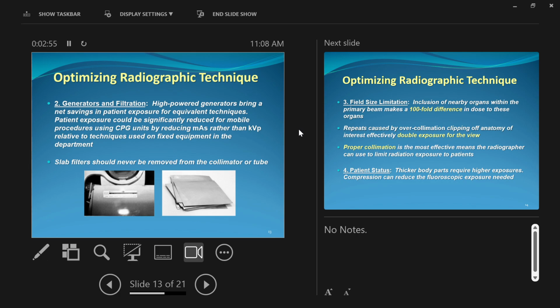I'm not going to say too much. On the key terms page, I gave you an explanation of generators and filtration as easily as I could, but let me just say what they say. High-powered generators bring a net savings in patient exposure for an equivalent technique.